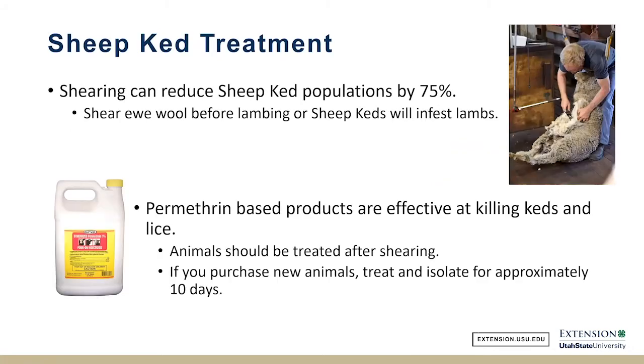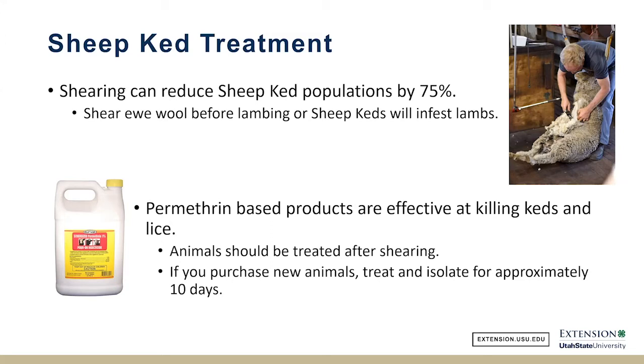So, looking at treatment. We had talked about how the sheep Ked populations fluctuate depending on the time of year, and that during those cool season months, from February to about June, those populations were the highest. Like I had mentioned, we generally shear sheep around that time, because we're generally lambing around that time in the springtime. So one of the best things that we can do for this external parasite is to shear our sheep. Shearing our sheep can reduce the sheep Ked population by 75% by itself.